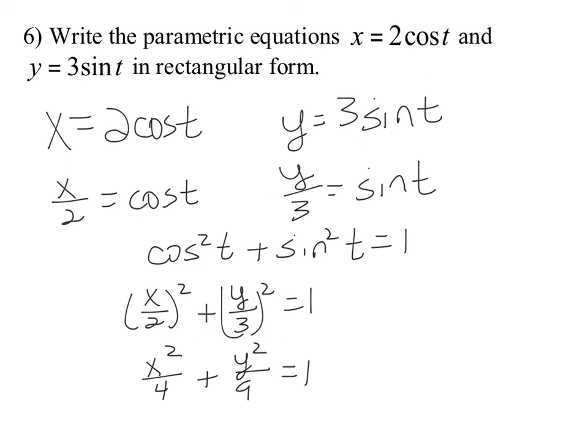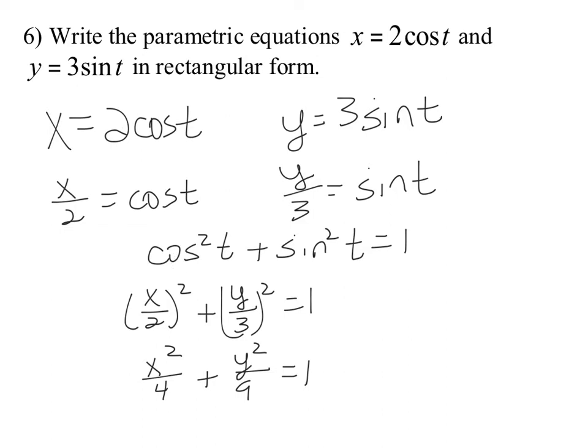The next thing we're going to do is use this Pythagorean identity. This is just the Pythagorean theorem of cosine squared t plus sine squared t equals 1, and we're going to use this as our rectangular equation, and we're going to substitute in what cosine t is. So cosine t is x over 2, so I'm going to substitute that in.